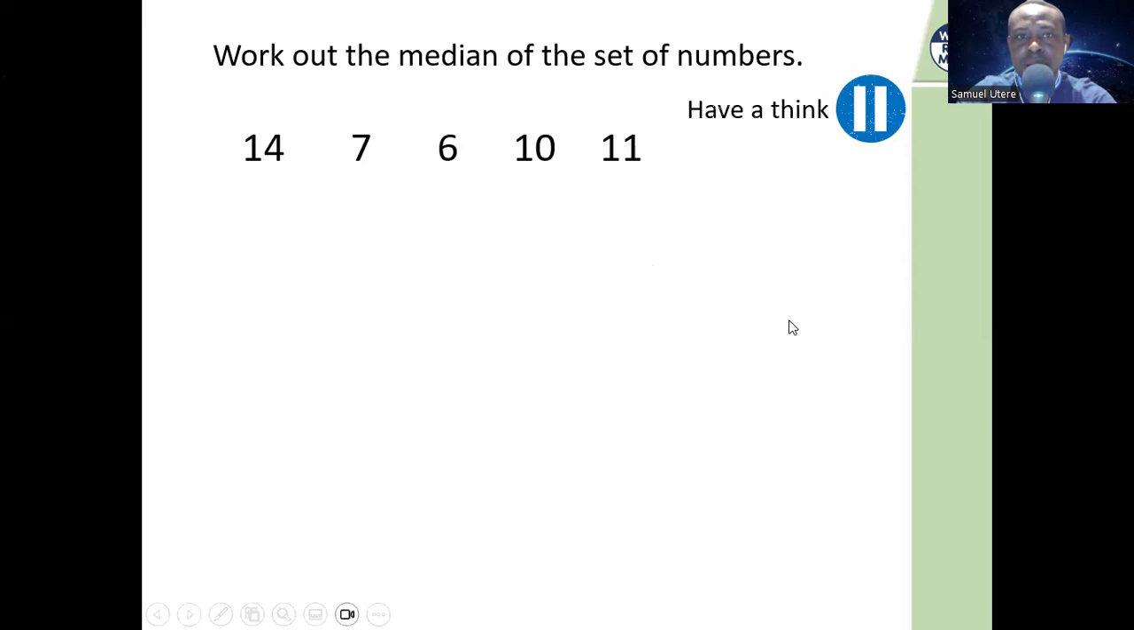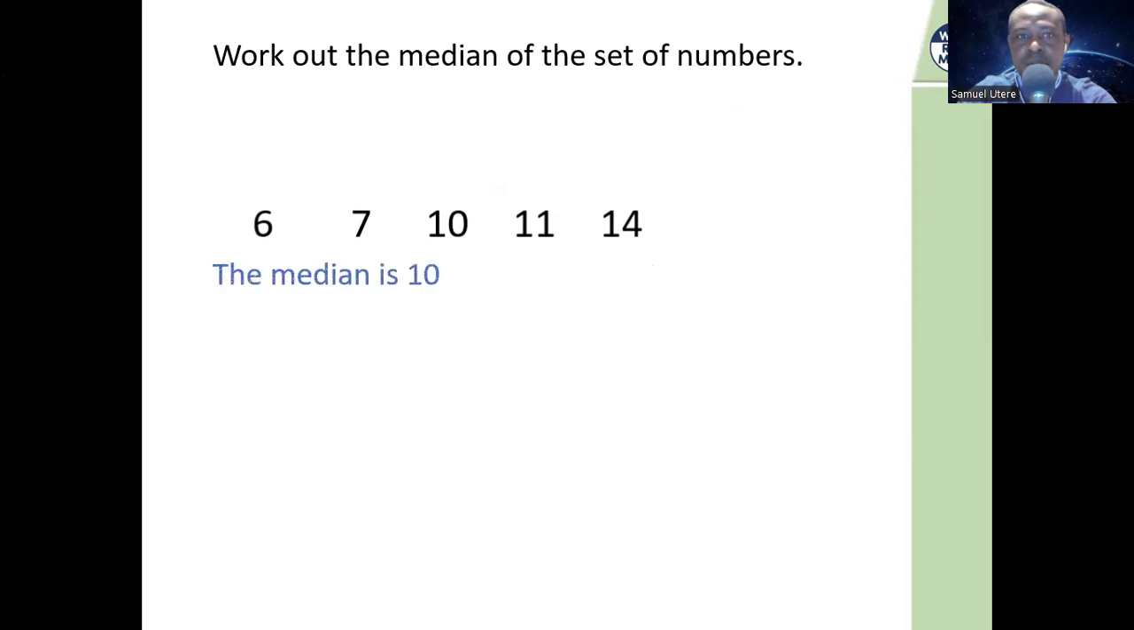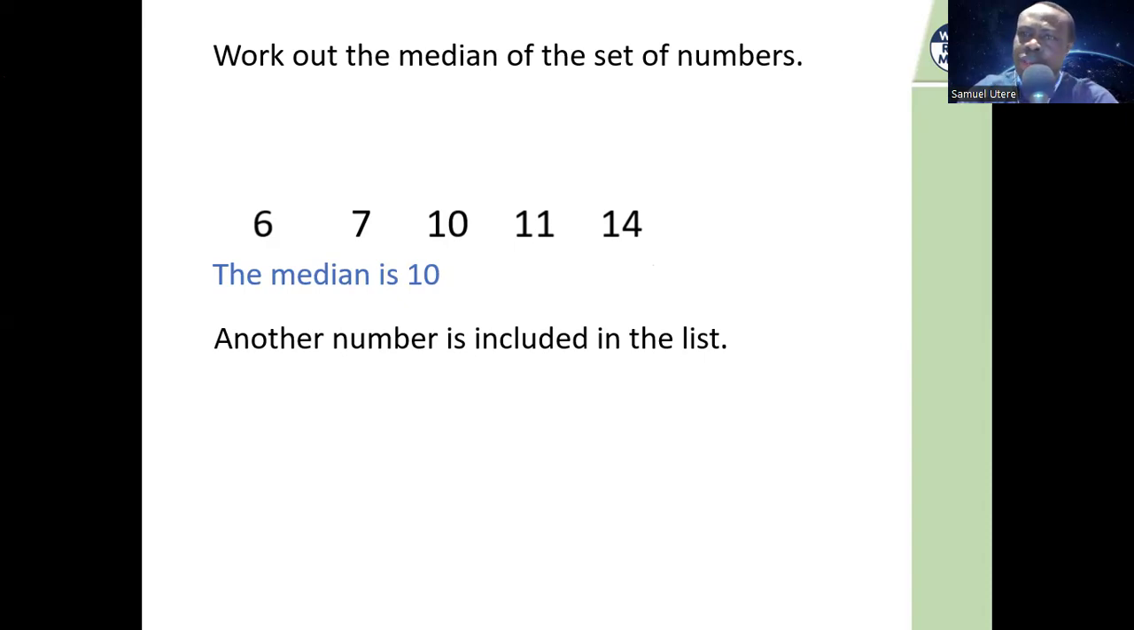Now, when we do that, we have this. So now it's possible to find the median. The middle value is 10. So 10 is our median. What if we include another number in our list? How does that affect our result? Let's say we add the number 18.